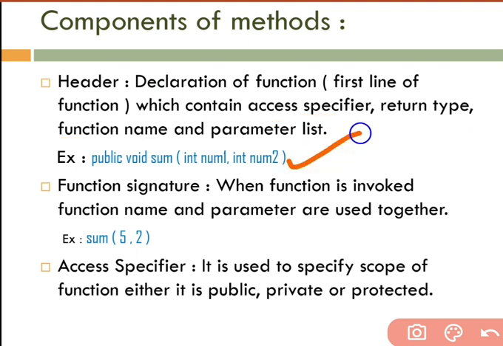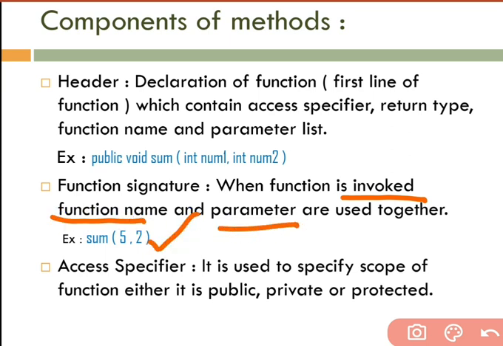The first line of a function is the header, or we can say it is the prototype. Then we have the function signature. When we are going to call a function, that is invoked. Calling of a function is invoked. When we call a function, at that time we can write the name and parameters. Then that one is the function signature.